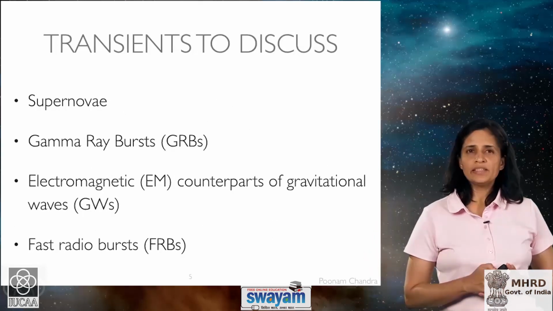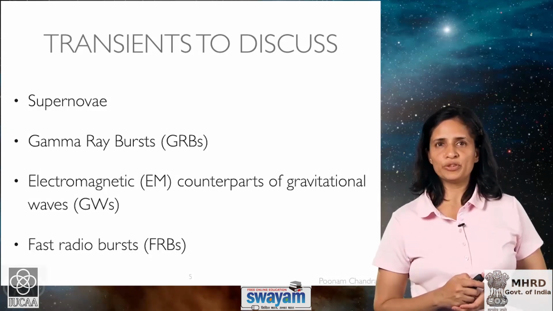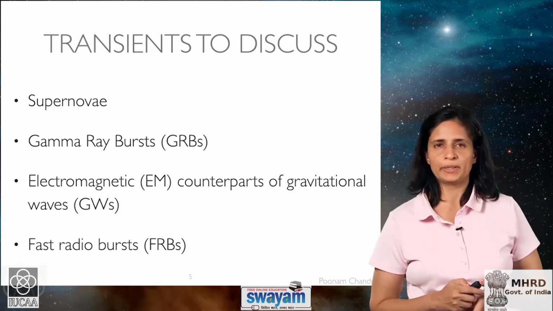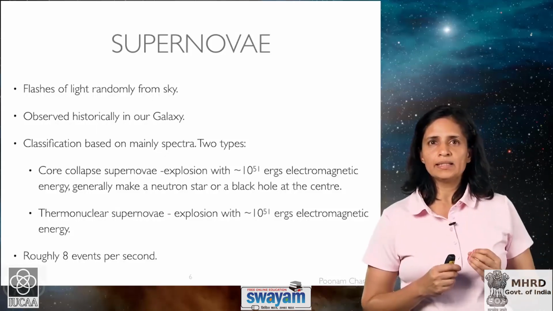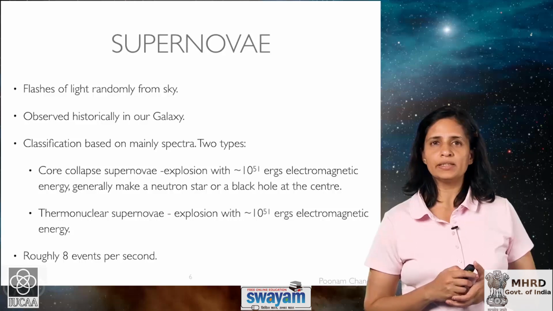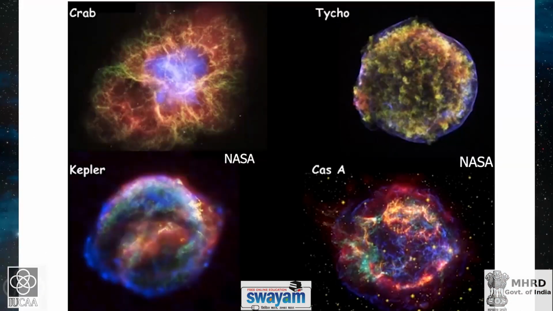So, in this lecture, I will discuss four kinds of transients. One is supernovae, then gamma ray bursts, then of course, one of the most popular these days, gravitational waves, electromagnetic counterparts of gravitational waves, and fast radio bursts. So, supernovae are flashes of light in the sky seen from random directions. These are one of the oldest known transients, and they have been seen historically as early as the 11th century. In this slide, I will show you some of the galactic supernova remnants. I am sure you must have heard the names of these supernovae: Crab, Tycho, Kepler and Cassiopeia A. These are all in our galaxy, and these are all real images of these supernova remnants taken with various kinds of telescopes.